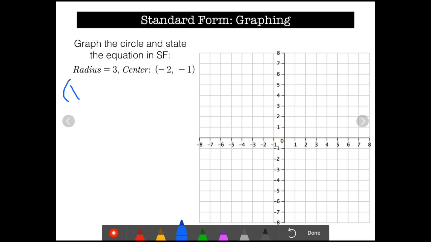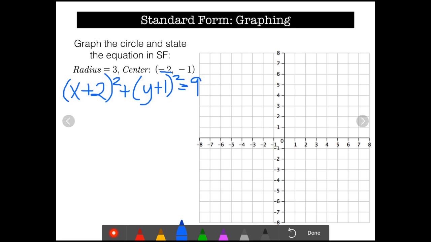So we're going to have an x and then the opposite of the -2, which is +2, squared, plus y, and then opposite of the -1, so +1, squared equals 3 squared, which is 9. I mean, it's not that much more challenging, but still.